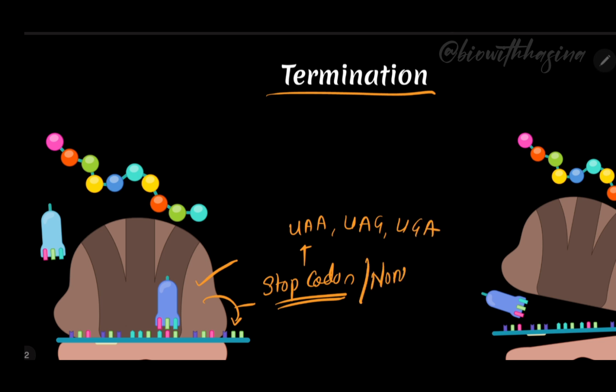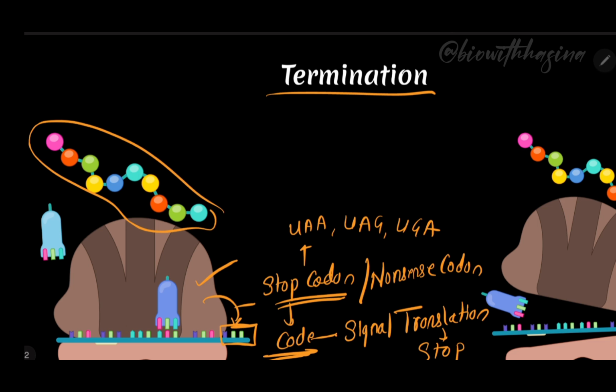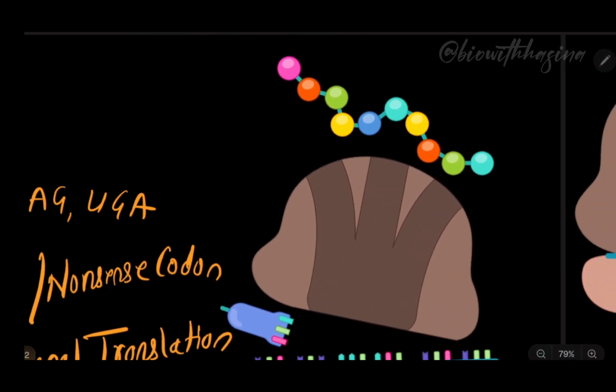As this ribosome reaches the stop codon, for example, this is your stop codon, this stop codon doesn't code for any amino acid, and therefore it is a signal that the translation must be stopped. The protein chain has been released. You can see this is the protein chain which has been released, and your tRNA is also going away.